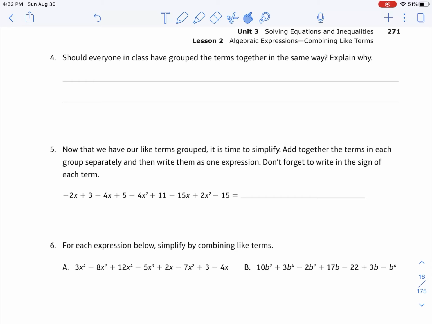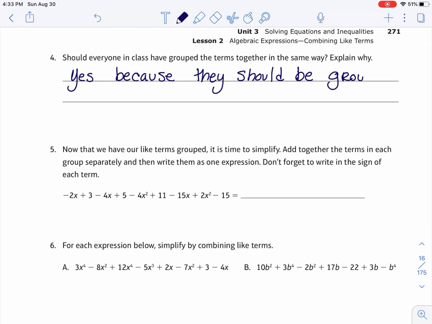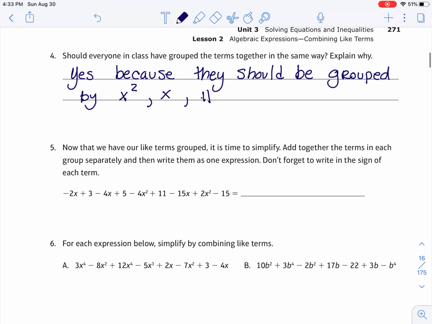It said, should everyone in class have grouped the terms the same way? We're going to say yes, because they should be grouped by x squareds, x's, and numbers.